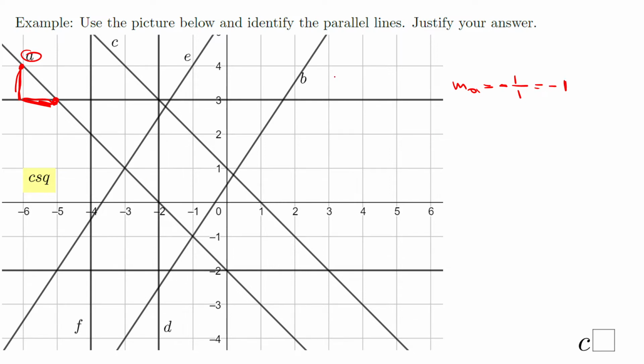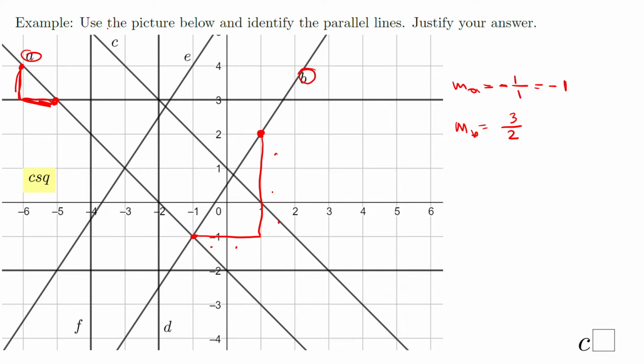Let's go to line B. Again, I'm going to try to get 2 points, and the first one I see is this one, and this one here. This is the slope triangle. Let's count the rise, 1, 2, 3, and the run, 1, 2. So line B has a slope of 3 over 2. It is going up from left to right, so it stays positive.